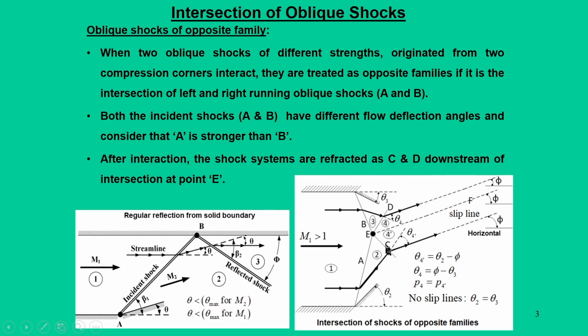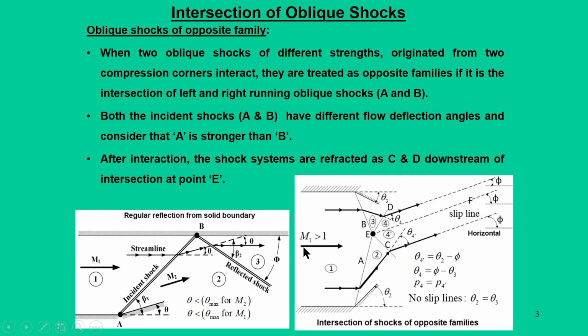Then shock C is formed with respect to the interaction of A and B, and of course D is also formed with respect to the interaction of A and B. Now, remembering this point, if you want to analyze the flow phenomena from the streamline point of view, let us denote these regions as 1, 2 and 3 as shown in this figure.